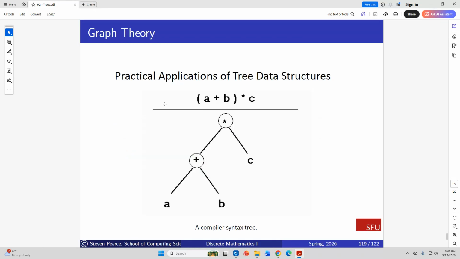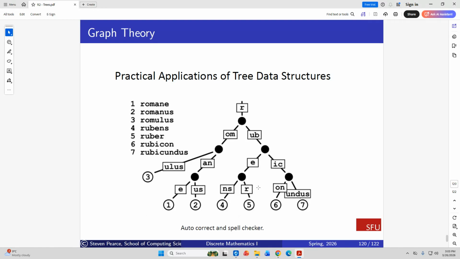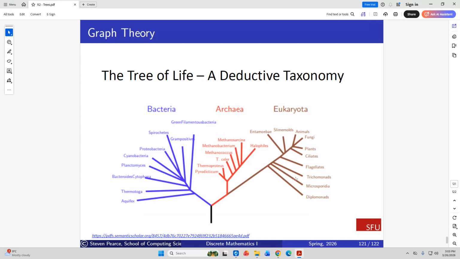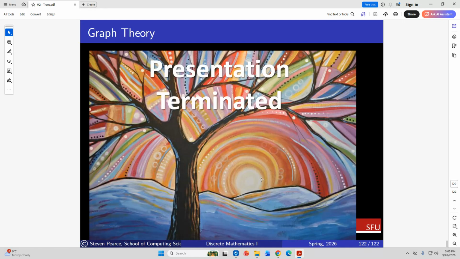Okay, here, this is good. This is for the compiler syntax tree. This is how you would execute this formula using a tree in a compiler. That's the syntax tree. You can see that A gets added to B and multiplied by C. Tree data structures everywhere. They use it in biology, and that is all I want to talk about.